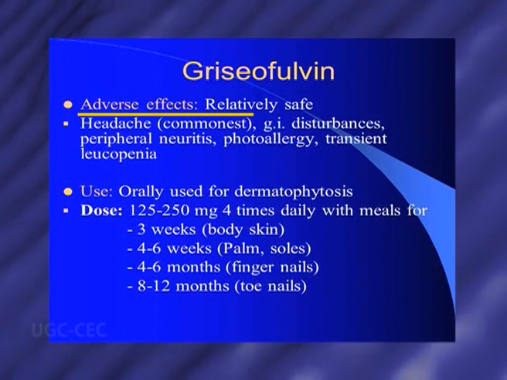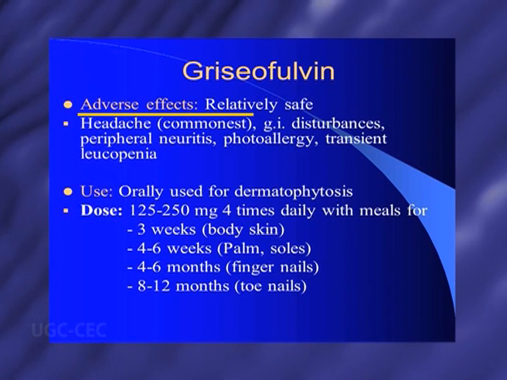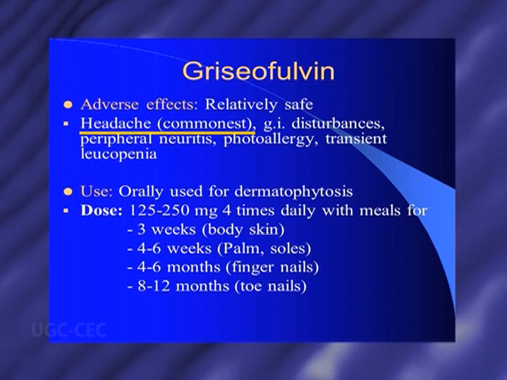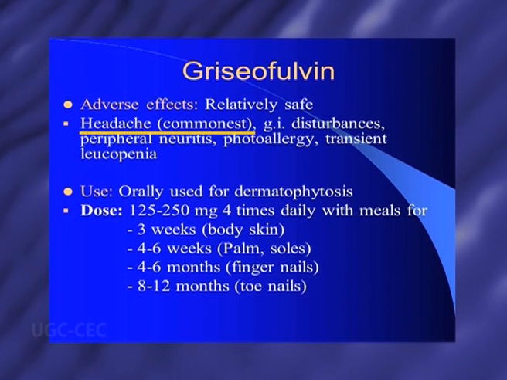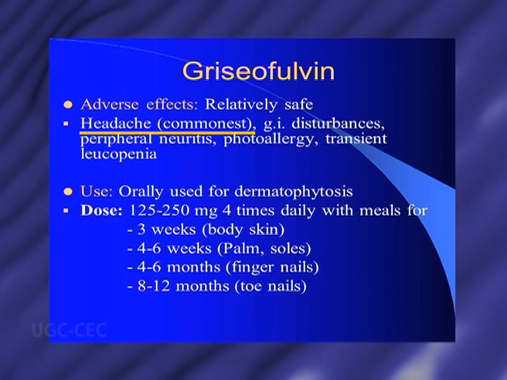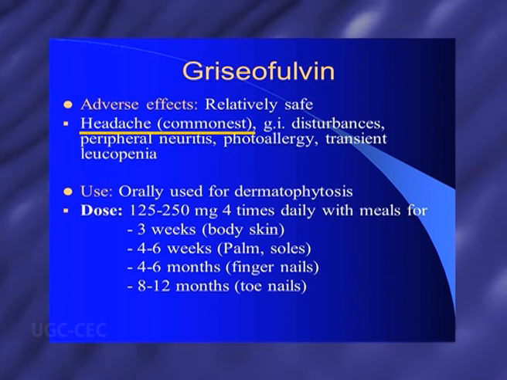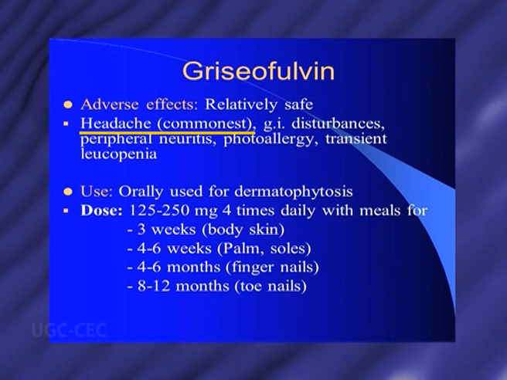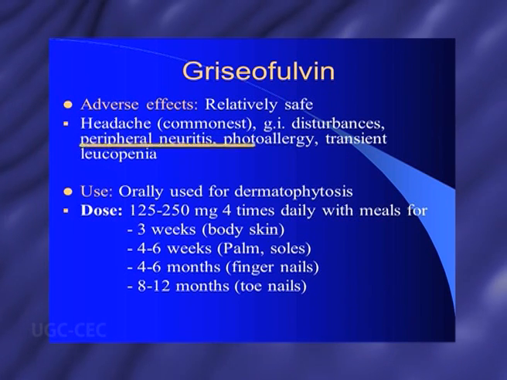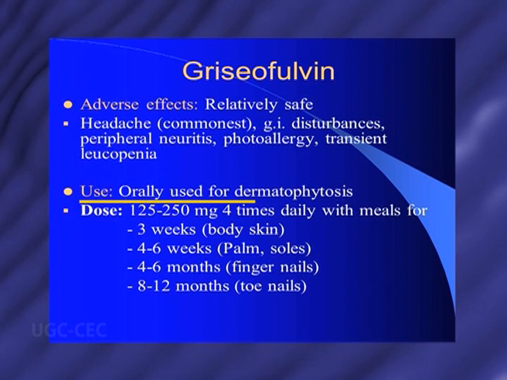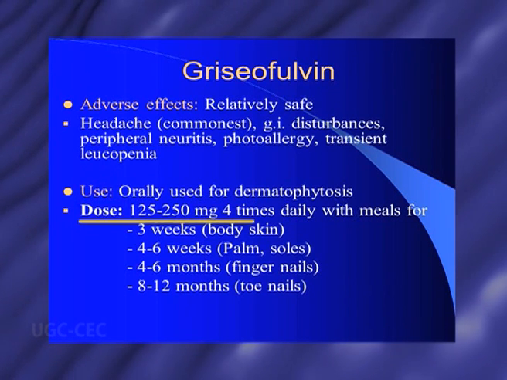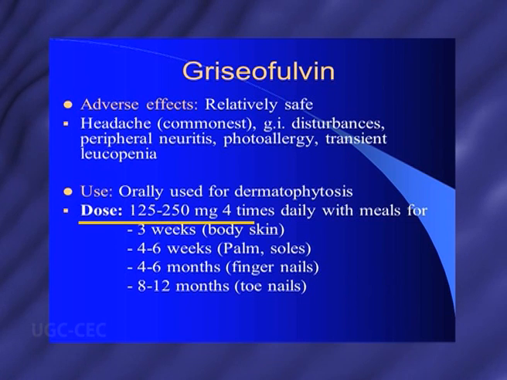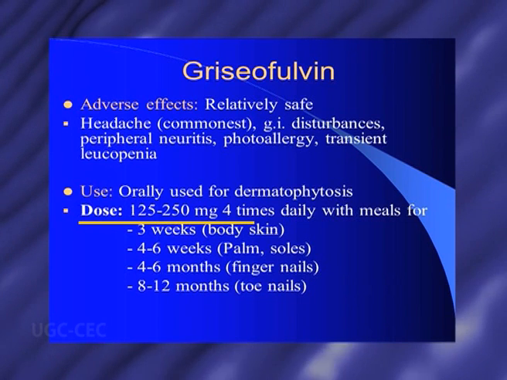Adverse effects. Griseofulvin is relatively safe. Headache is the most common adverse reaction. Other minor gastrointestinal disturbances are there. Peripheral neuritis, photoallergy, and transient fall of WBC count also occurs. It is orally used for dermatophytosis and the dosage is 125 to 250 milligrams 4 times daily with meals.